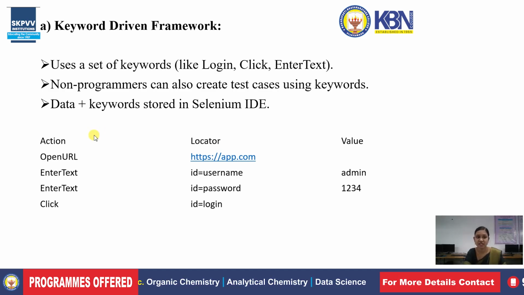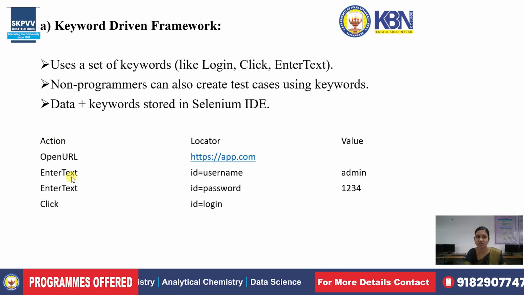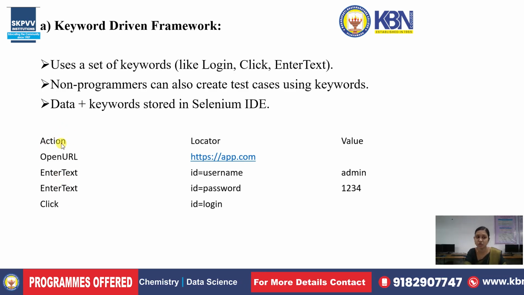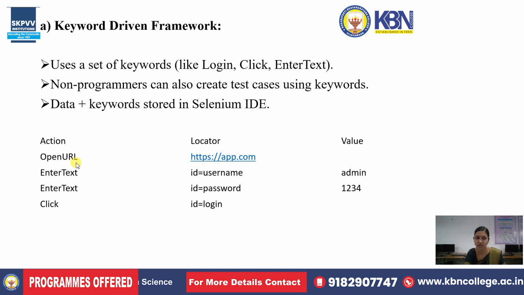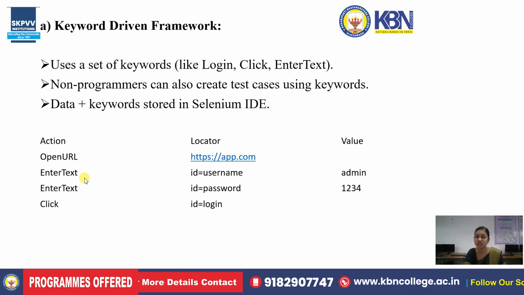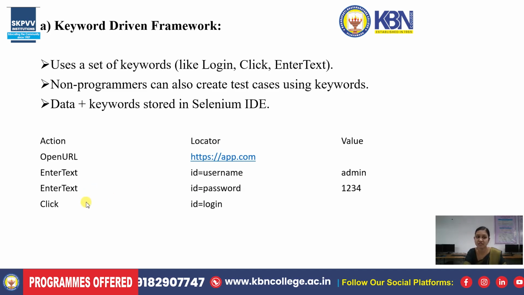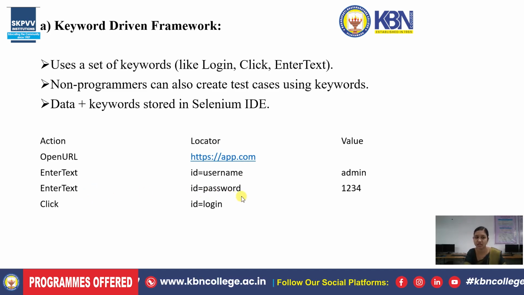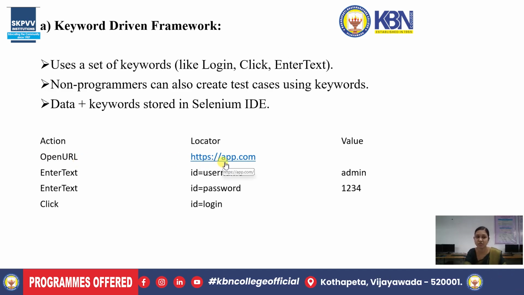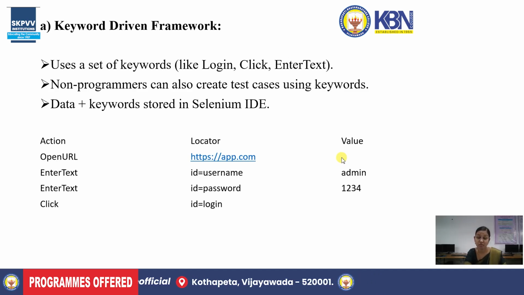Let us take an example. I can do an action, meaning whatever the user can do, these actions: open URL, enter text. What can the user enter in the text? Username. So what is the next step? Entering the password. And the next one, the user can click on the login. Let us see. The user can open the URL. What is this? https app.com. So the value should not be displayed. Why? Because the direct link will be opened in the browser.